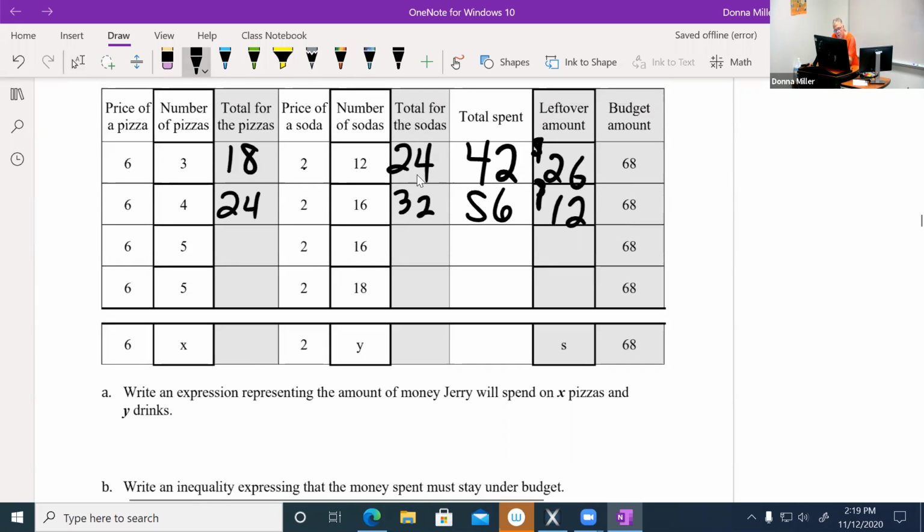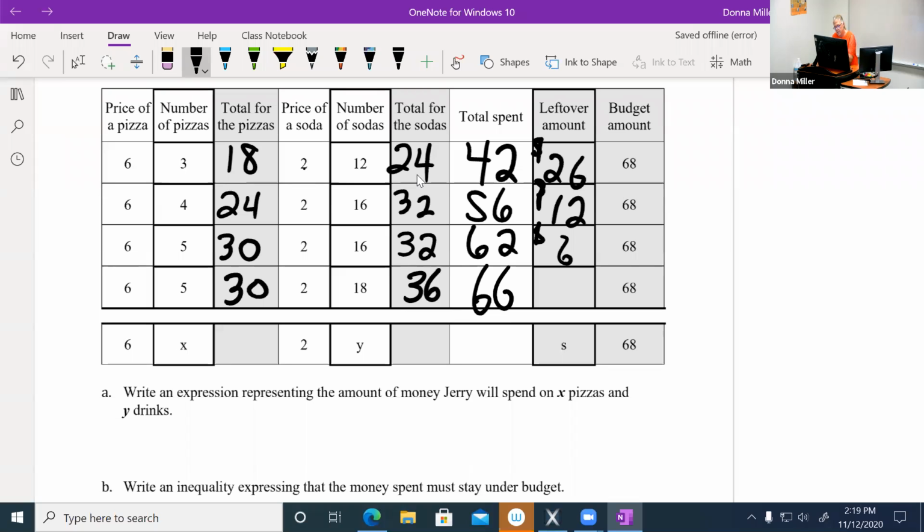We'll just do a few more. 5 times 6, the total price for the pizza would be $30. 5 pizzas at $6. I have 16 sodas at $2. 16 times 2 is 32. So if I add them together, I get 62. So I spent a lot more money. Now my leftover is only $6, right, 68 minus 62. Okay, one more. If I buy 5 pizzas for $6, that's $30. And 2 times 18 is 36. So I spent $36 on soda, so I spent $66, so I've got $2 left over, right?